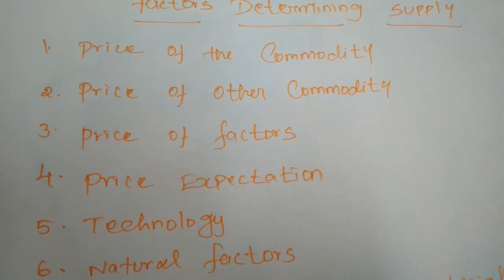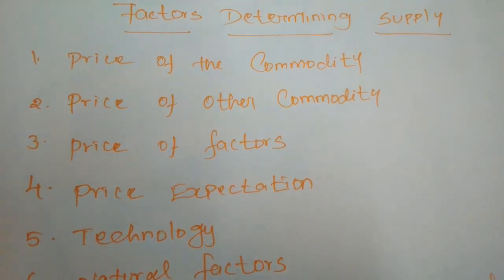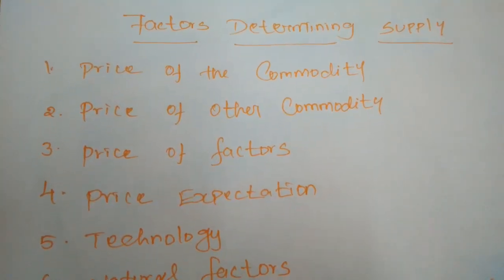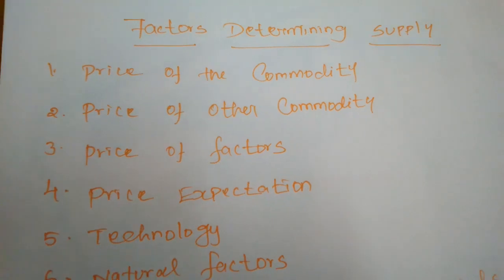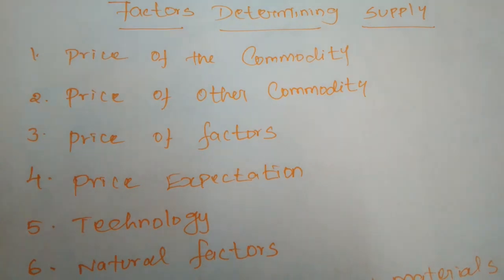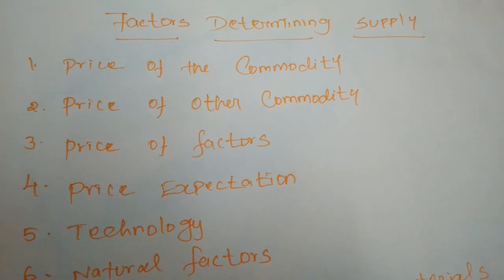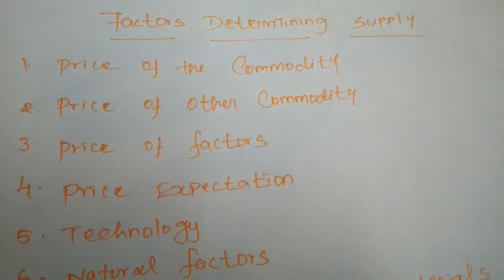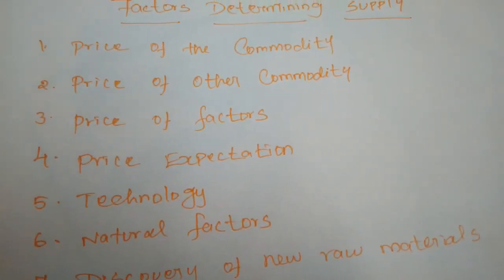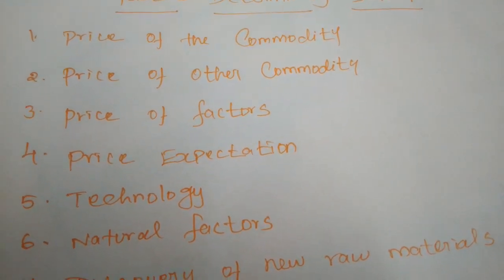Normally the value of a commodity is determined by the price of that commodity. Whenever the price of the commodity is higher, the supply is expected to increase. Normally, on the basis of demand, when the price is low, the demand will increase, right? But here, when the price of the commodity increases, the supply also increases, because when the price increases, the sellers and producers get more incentive and more profit.